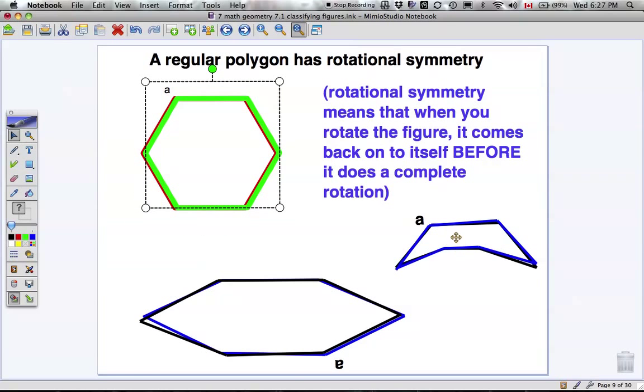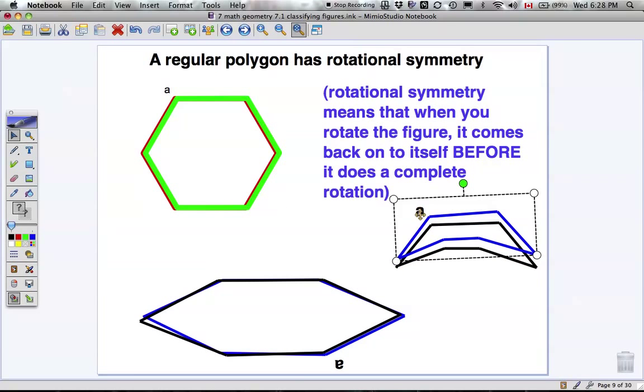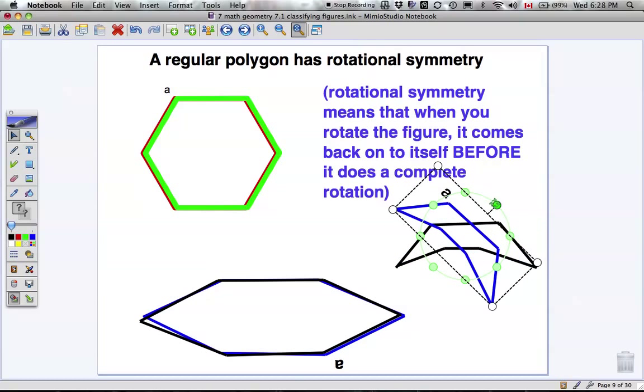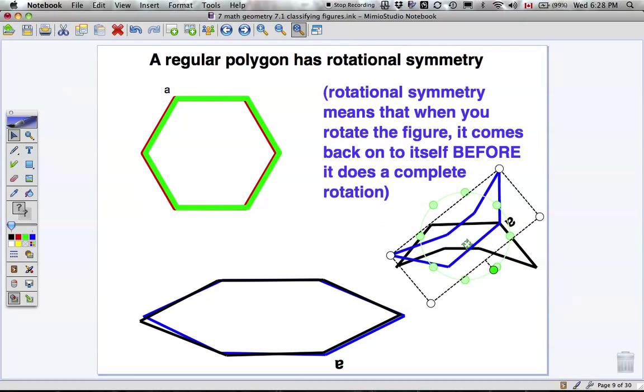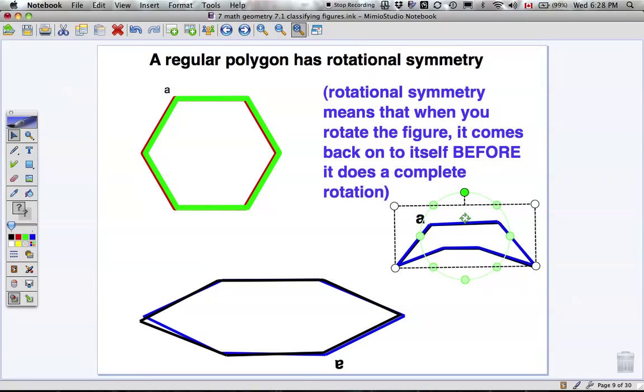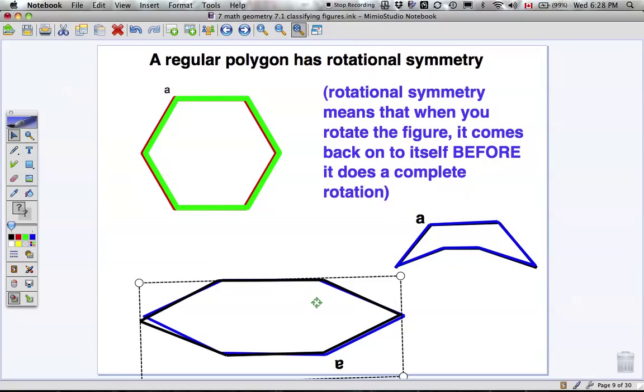Now, even though this isn't a regular polygon, because the angles aren't all the same, nor are the sides the same, let's try rotating this and see what happens. Will it come back onto itself? So far it's definitely not, no, no, no, no. It does not rotate back onto itself. I had to do a full 360 turn, so that one does not have rotational symmetry.